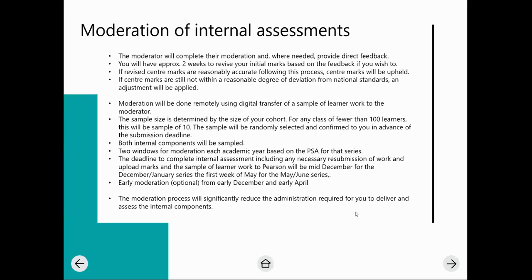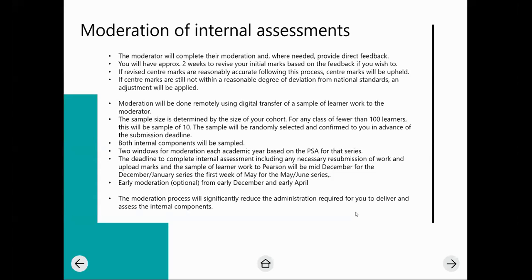If you have 10 learners, all 10 learners will be sampled. If you have 10 to 100 learners, a random sample of 10 will be sampled. Your random sample of 10 students will be sent out to you. If the highest and lowest marking students are in that random sample of 10, your sample will remain at 10.